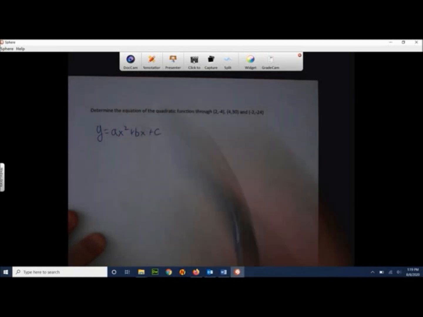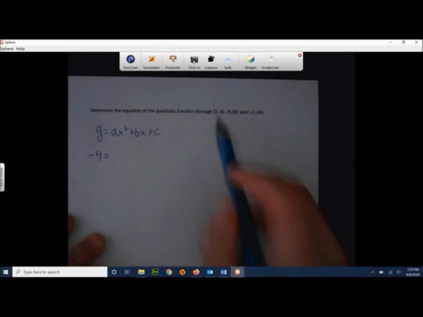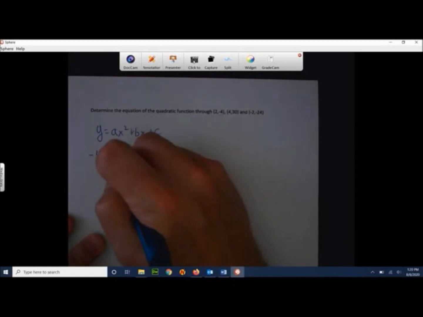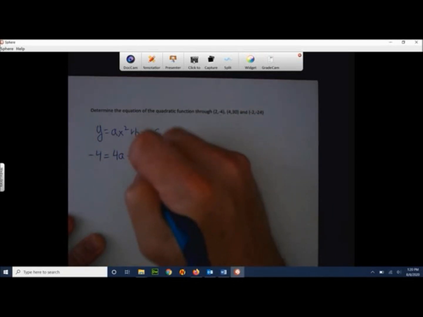Plugging in the first point, negative 4 is y, and x is 2. 2 squared is going to give me 4. That's going to be 4a. X is 2, so that's 2b plus c.